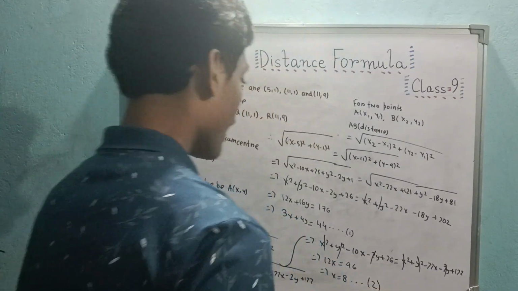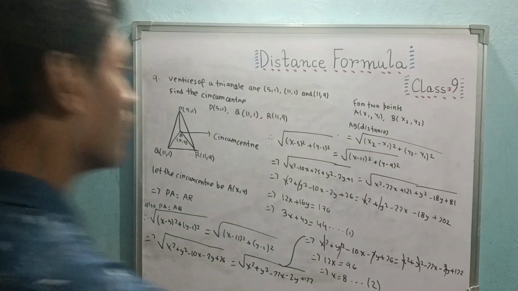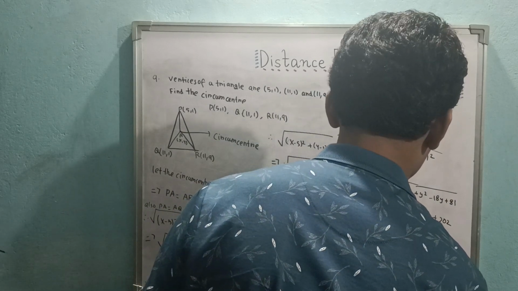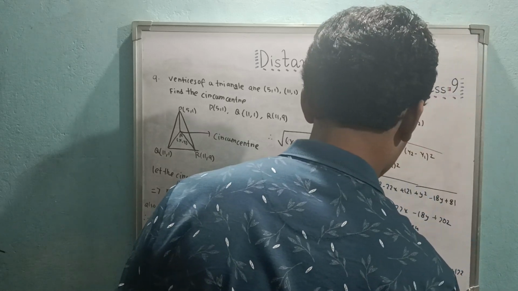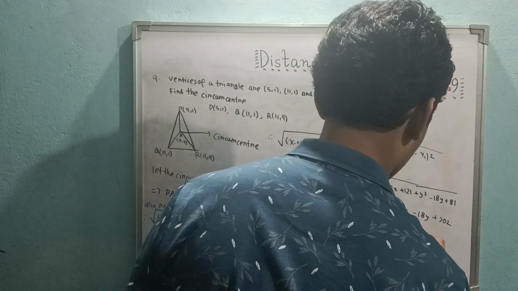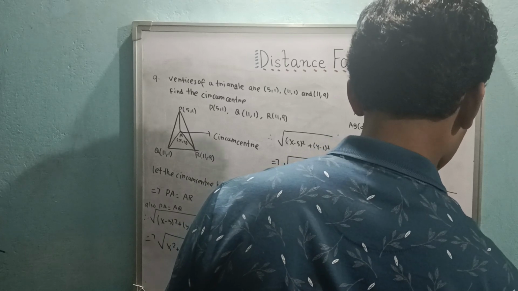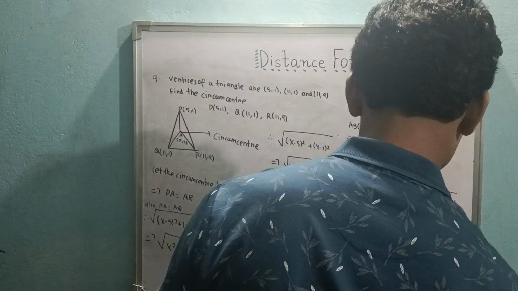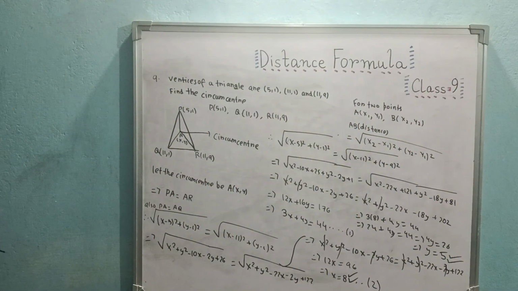But I also got equation 1, 3x plus 4y equal to 44. So I substitute the value of x: 3 into 8 plus 4y equal to 44. Or 24 plus 4y equal to 44. Or 4y equal to 20. Or y equal to 5. So, have you got x and y?